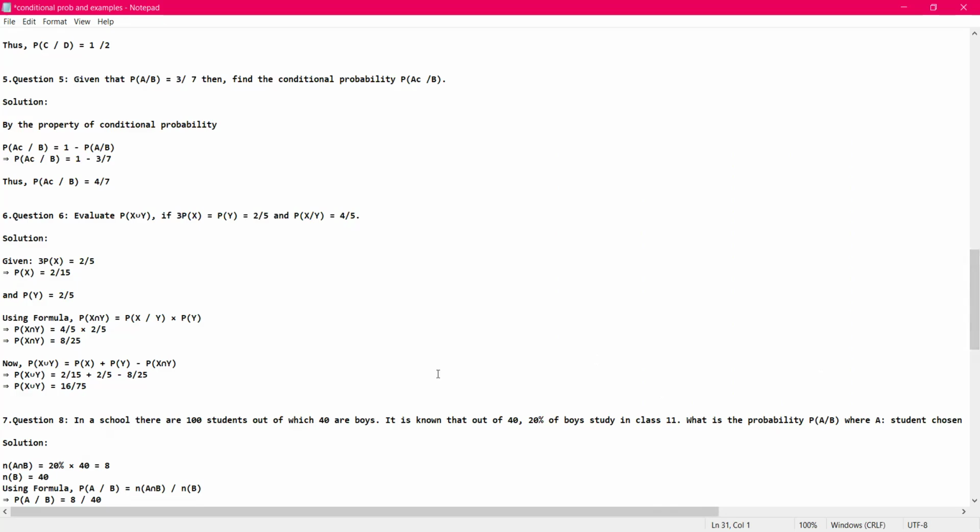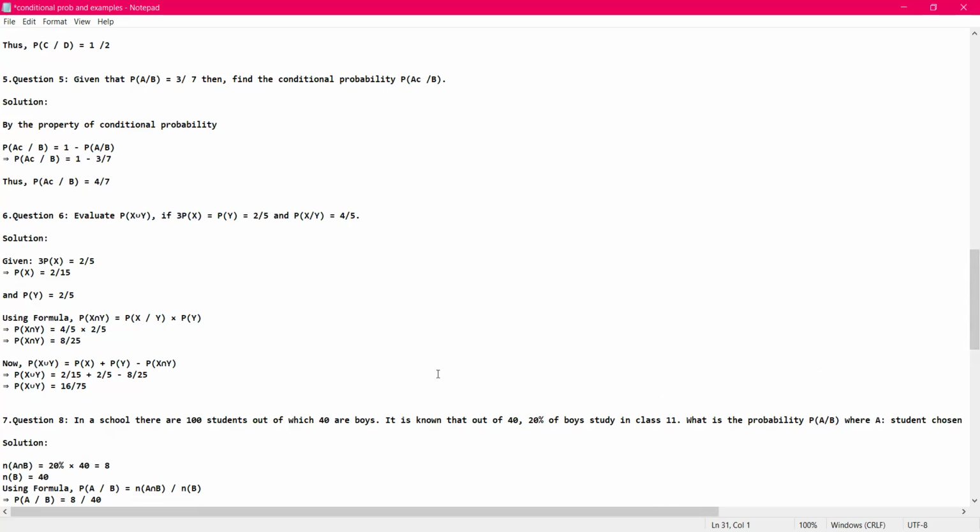Evaluate P of X union Y. They are asking us to find the value of P of X union Y. They have given that 3 times the probability of X equals the probability of Y equals 2 by 5, and the probability of X given Y equals 4 by 5. Now we will calculate each and every value: P of X, P of Y, and the conditional probability is already given.